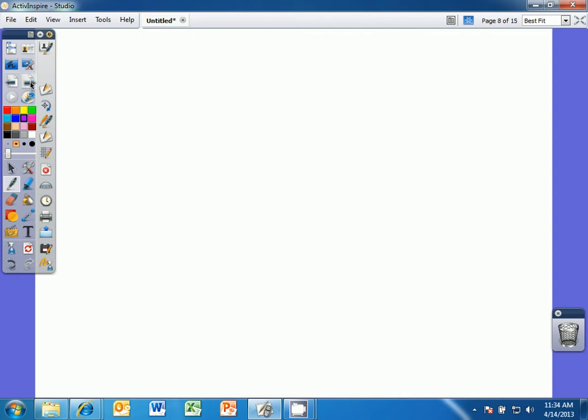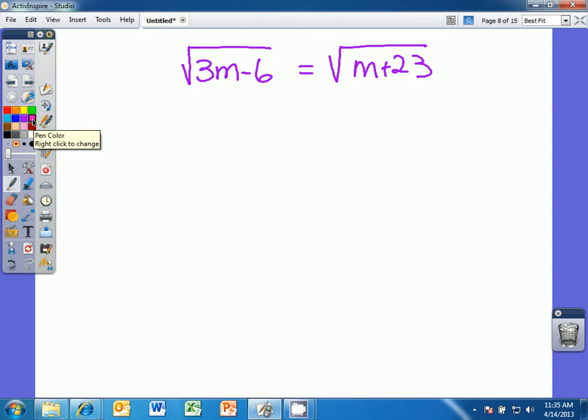Another type of radical equation that you're going to be asked to solve is where we end up with a radical expression on both sides of the equal sign. So something like this. Square root of 3m minus 6 is equal to the square root of m plus 23. We're going to use the same method. I don't want to know the square root of a particular variable. I want to know what the variable itself is worth. And I also need to isolate that variable.